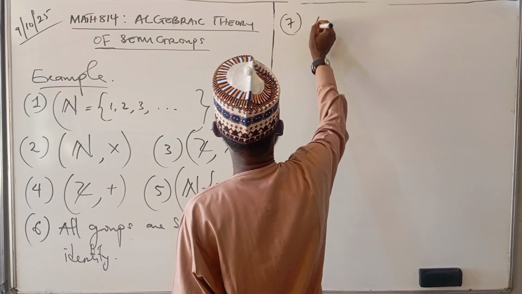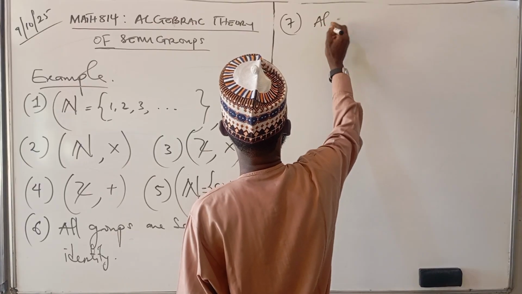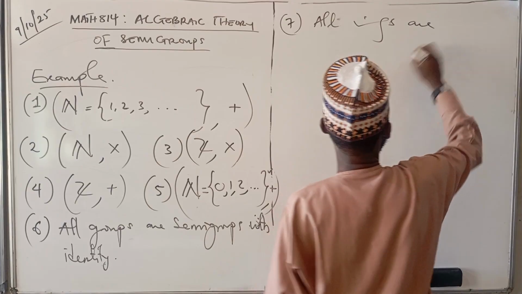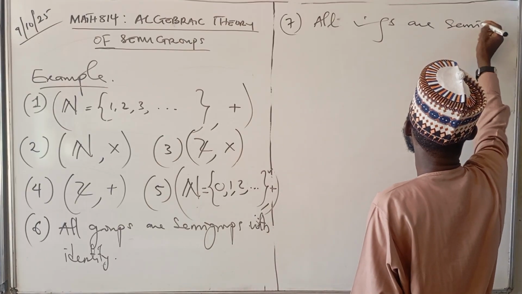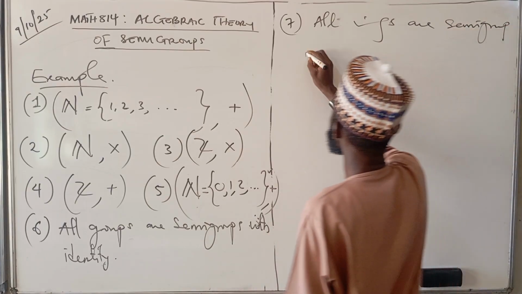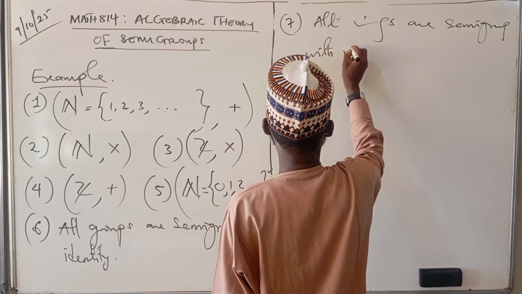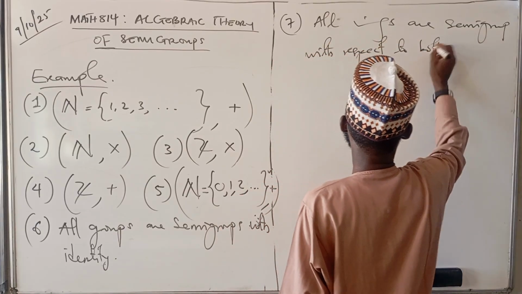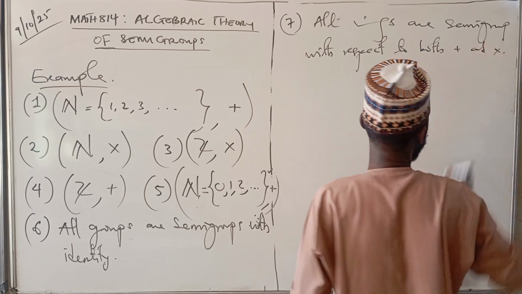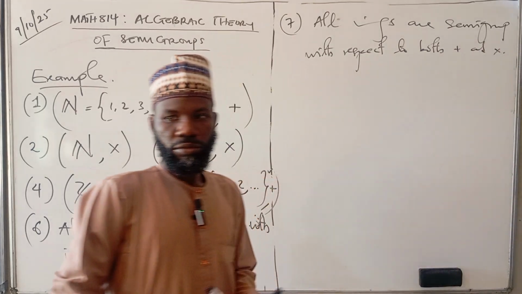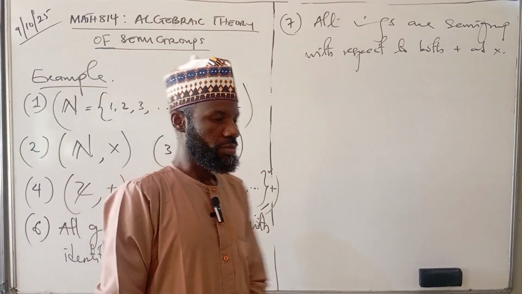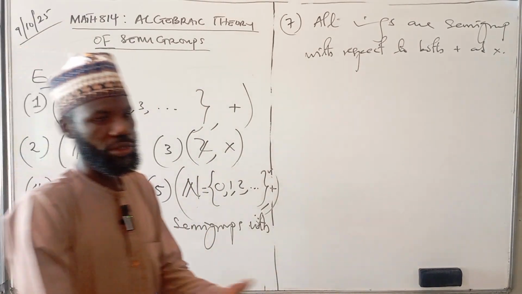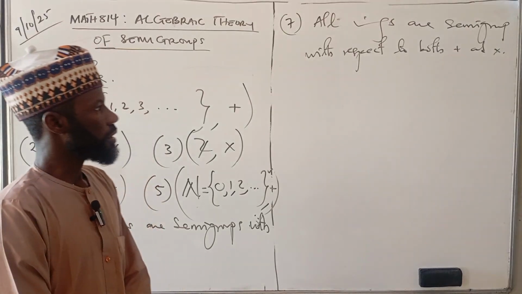Number 7, all rings are semigroups with respect to both addition and multiplication of the ring elements. Because with addition it is already a group. We have just said every group is a semigroup. So with addition, every ring will still be a semigroup.